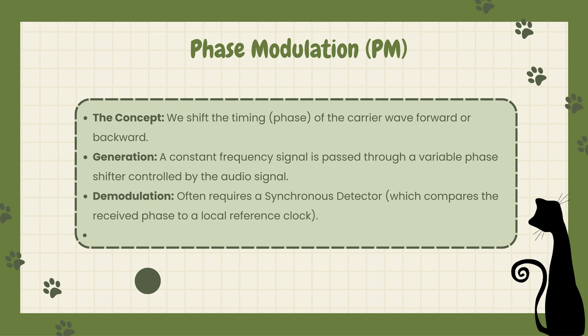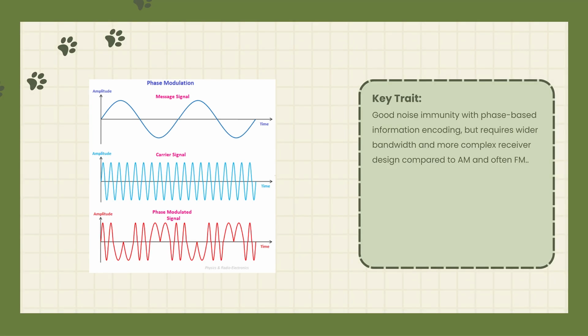For the generation process, a constant frequency carrier signal is passed through a variable phase shifter. The phase shifter is controlled by the audio signal, which determines how much the phase of the carrier is shifted. At the receiver, demodulation usually requires a synchronous detector. This detector compares the phase of the received signal with a local reference signal to recover the original message. PM has good noise immunity with phase-based information encoding, but requires wider bandwidth and more complex receiver design compared to AM and often FM.